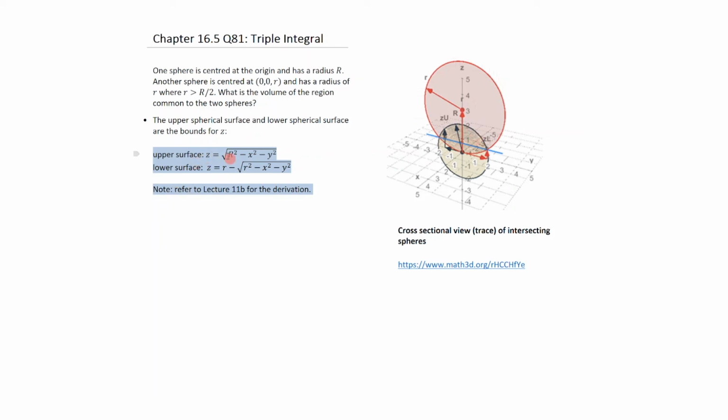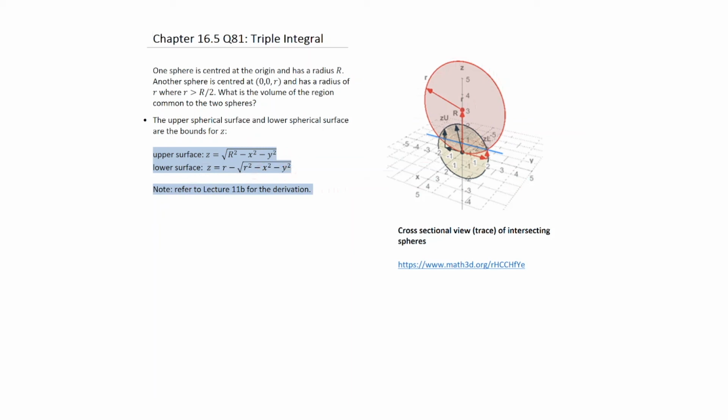So you can express that as z equals the square root of R squared minus x squared minus y squared. The lower surface, which is this one here, we have already gone through the derivation of, so if you want to refer to it, it's in lecture 11b. That lower surface had an equation z equals r minus the square root of r squared minus x squared minus y squared. And so we have z here in terms of x and y.